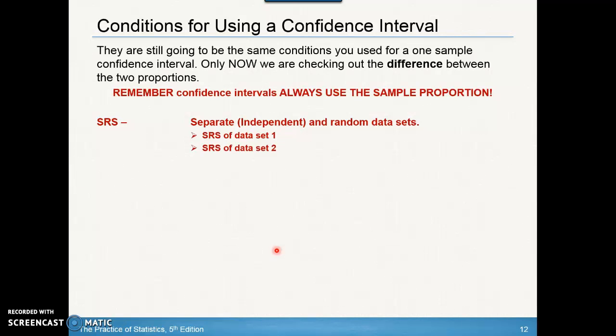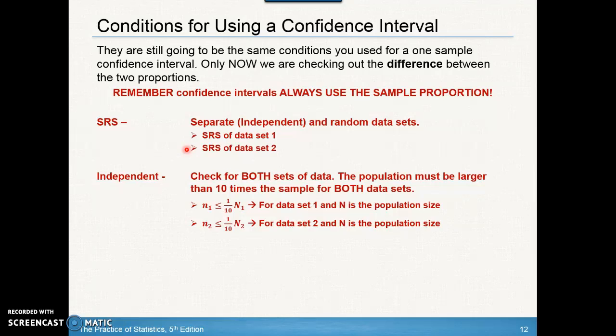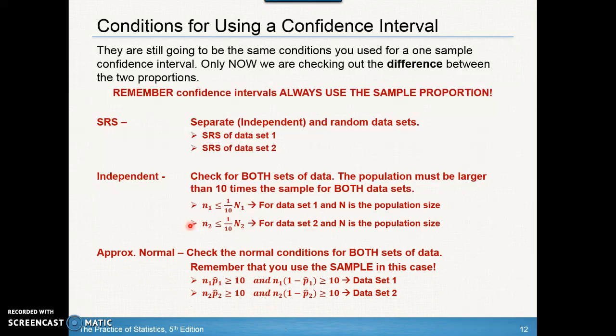For the simple random sample condition, you must have a simple random sample of data set 1 and data set 2. So two samples, you're just doing everything twice. For the independence condition for the standard deviation, you have to check both populations of data. The population of data 1 has to be 10 times the sample size. The population of data 2 also has to be 10 times the sample size. Then for the normal condition, once again, double check. You have to check that the first one is approximately normal and the second one is approximately normal. When I combine them, the difference is also going to be approximately normal. So instead of doing 1 now for each of your conditions, you're just going to do 2.